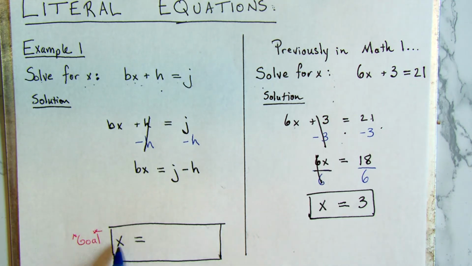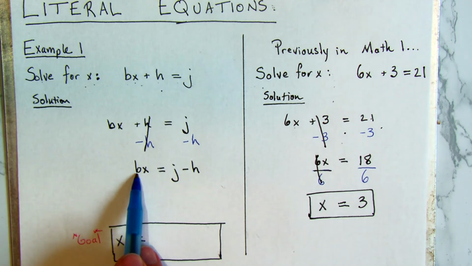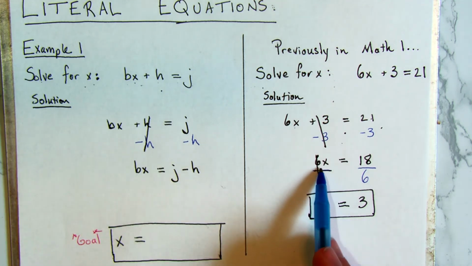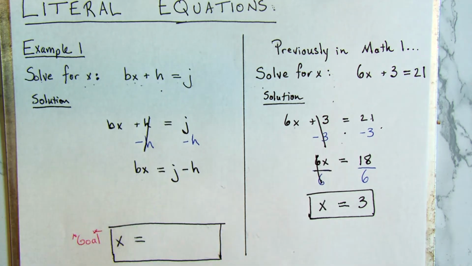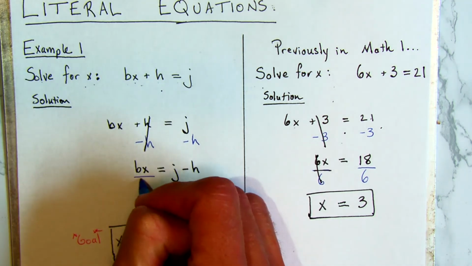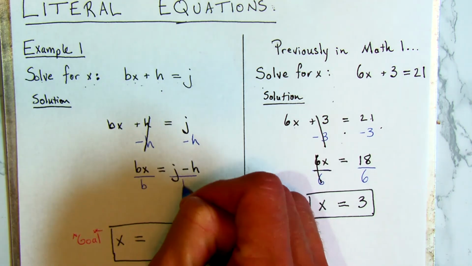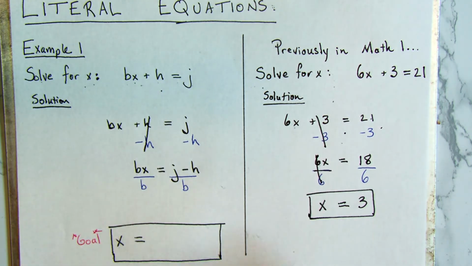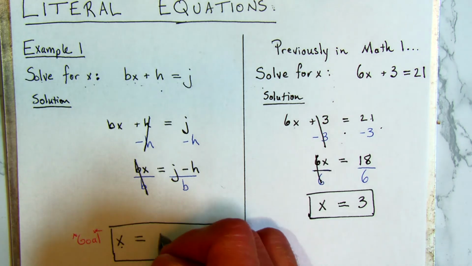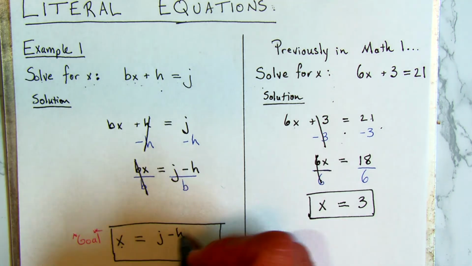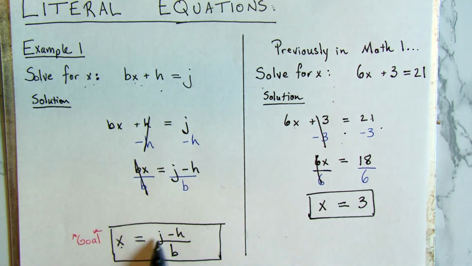Now we want to get x alone, which means we need to get rid of this b. So just like over here, when you had 6x, you divide by 6. When you have bx, you divide by b, on both sides. Everything divides by b. b divided by b is 1, cancels, leaving just x. x equals j minus h, divided by b. You cannot simplify that. And that's the answer.